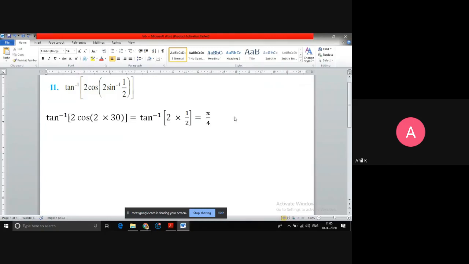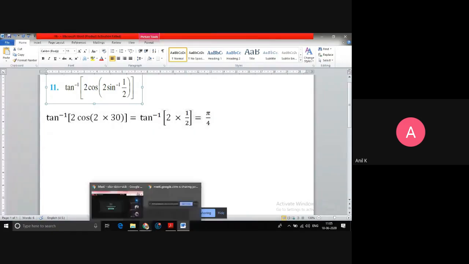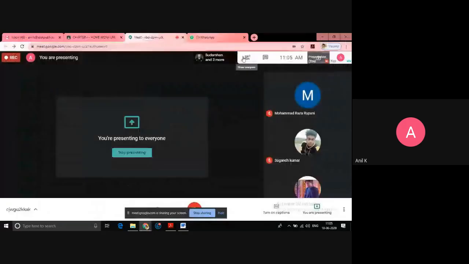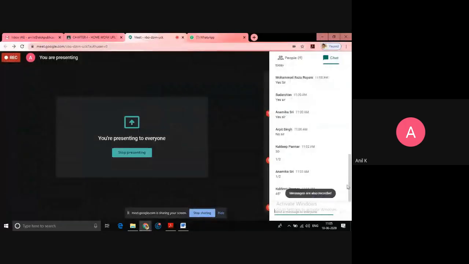So whenever you get questions like this, you have to solve from inside the bracket and come out. You cannot solve from the initial tan inverse. You have to start from sine inverse, then decrease the terms one by one, and then reach the last tan inverse. Is this question clear for everyone? Yeah, I think you're giving the answers also.